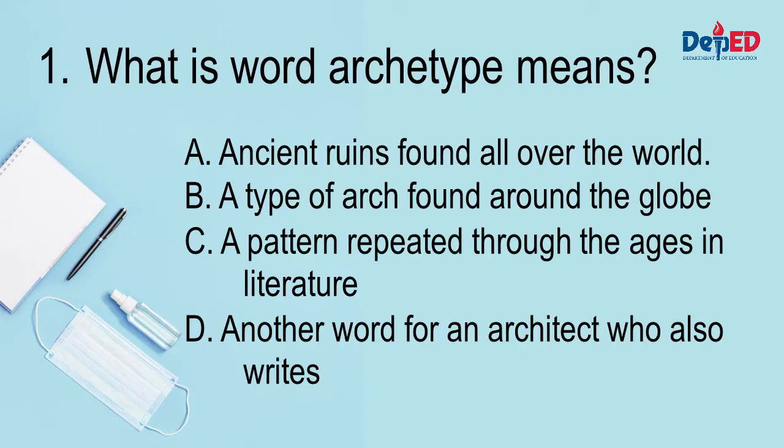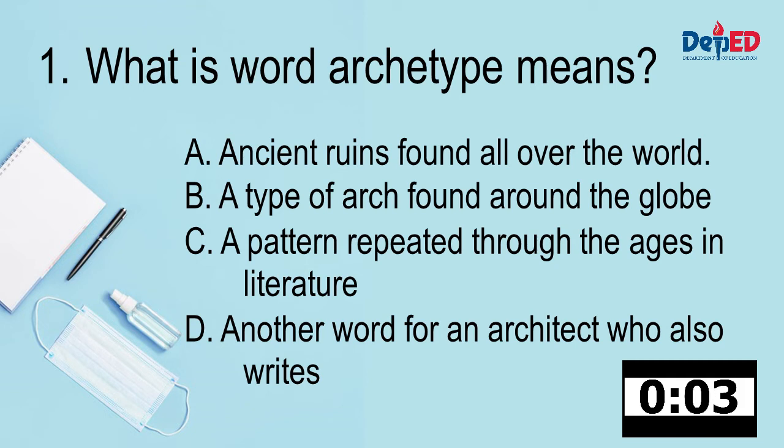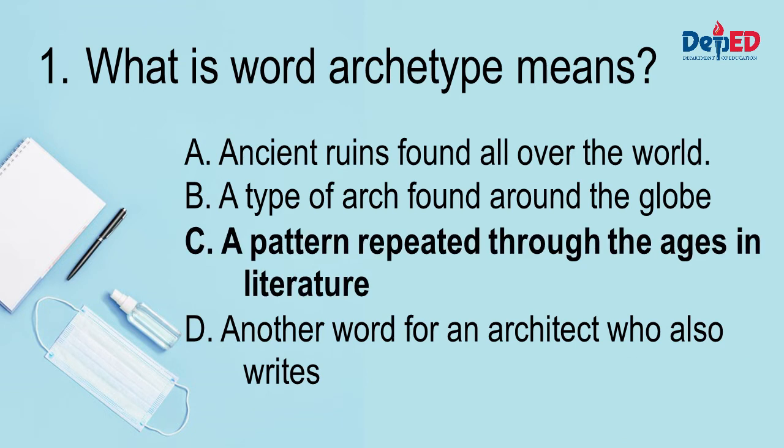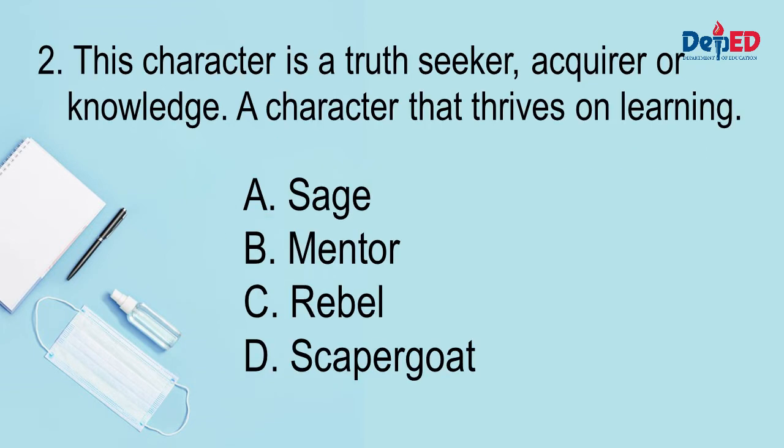What does the word archetype mean? A. Ancient ruins found all over the world. B. A type of art found around the globe. C. A pattern repeated through the ages in literature. Or D. Another word for an architect who also writes. 5 seconds. C. A pattern repeated through the ages in literature.